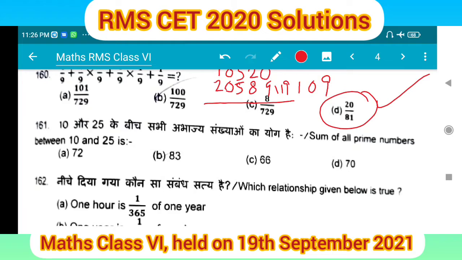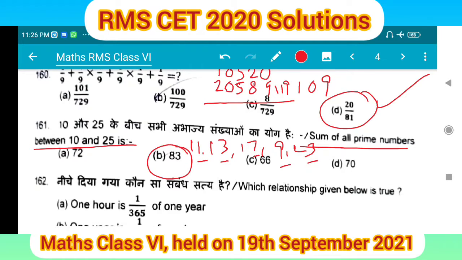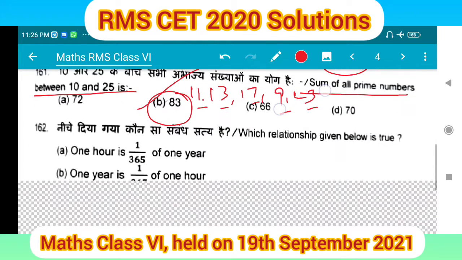Next, sum of all prime numbers between 10 and 25. The prime numbers are 11, 13, 17, 19, 23. 3 plus 9 is 12, 12 plus 7 is 19, 19 plus 3 is 22, plus 1 is 23. Only one digit is here in the unit place, plus 3. So this is the answer without any adding.